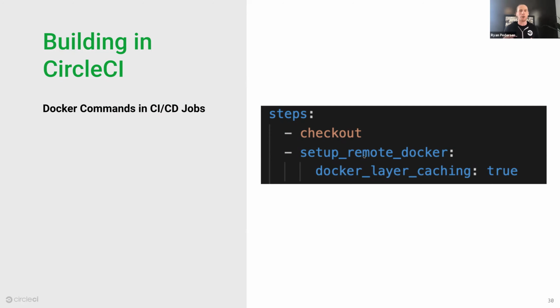The CircleCI Docker layer caching feature allows builds to reuse Docker image layers from previous builds. So image layers are stored in separate volumes. There's volumes coming back into play in the cloud and not shared between projects. So just think of that caching feature, but it's across your jobs at CircleCI.